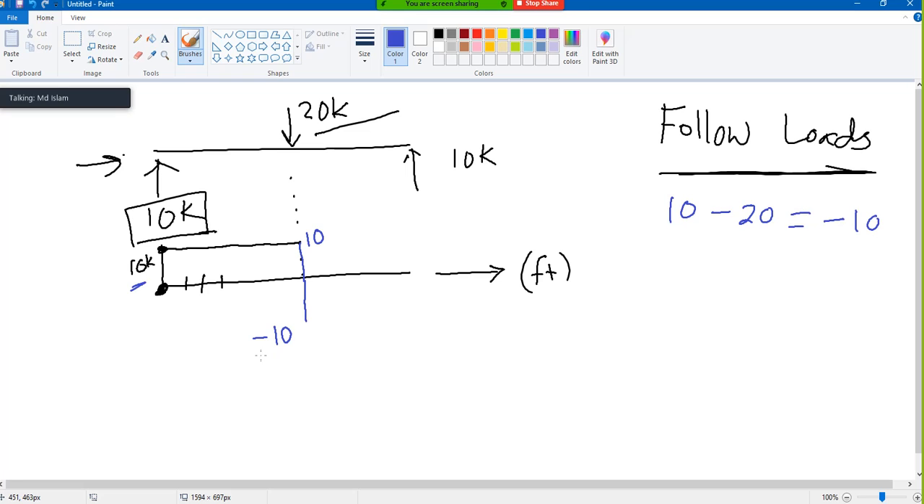So after this, what to do? Here, there is no load. No load means do nothing. Just continue what you had. So I'm continuing, nothing. After coming here, I found another 10. What is it telling me? Go up by 10. I came up to 0. So that is the way to draw the shear force diagram.